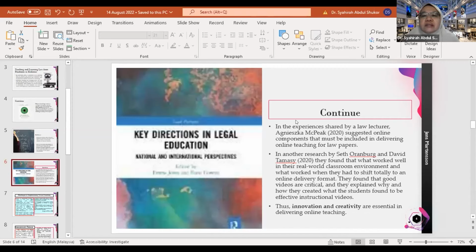So in the experiences shared by law lecturers, for example, they suggested that online components must be included in delivering online teaching for law papers. And there has been research on what worked well in the real-world classroom environment and what worked when they had to shift totally to an online delivery format.